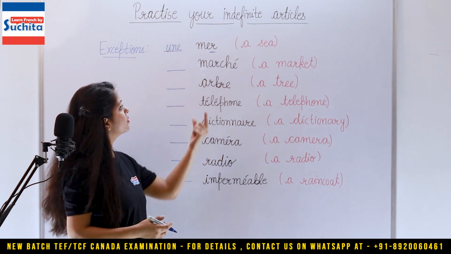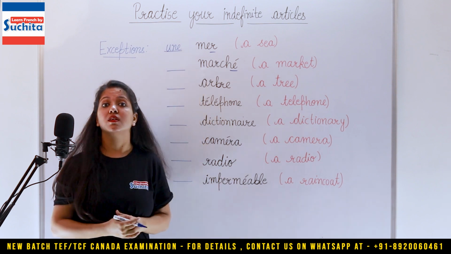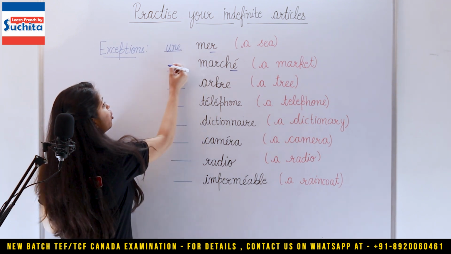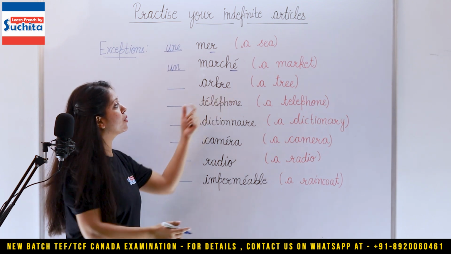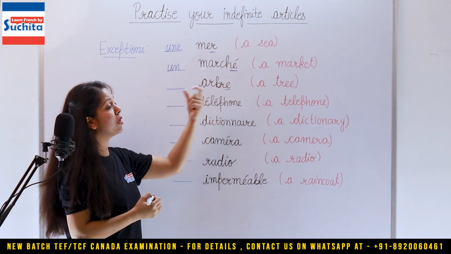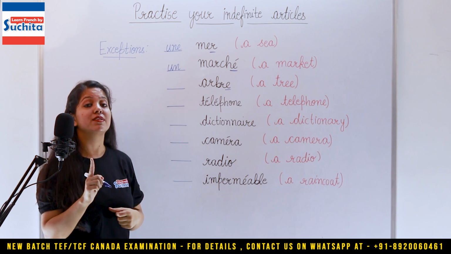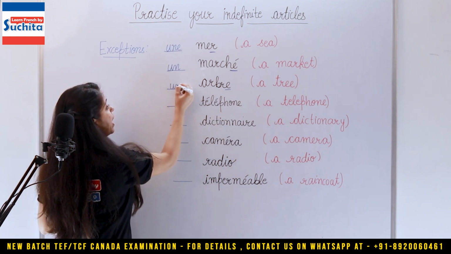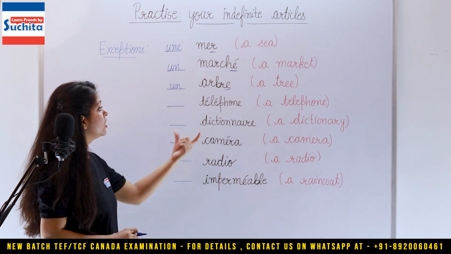Une mer. Marché. That is something which is masculin. Alors, un marché. Un marché, which means a market. Arbre, un arbre, une arbre. It is an exception, remember, so the rule will become opposite. So we say un arbre. Un arbre, which means a tree.